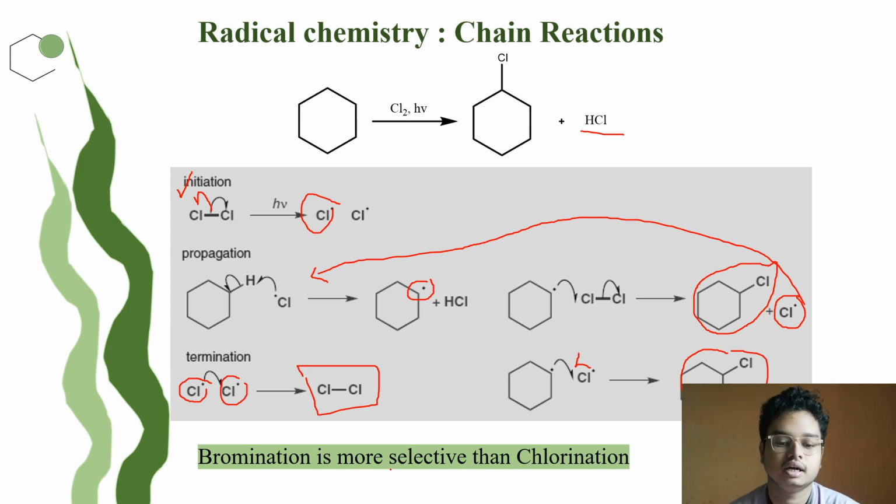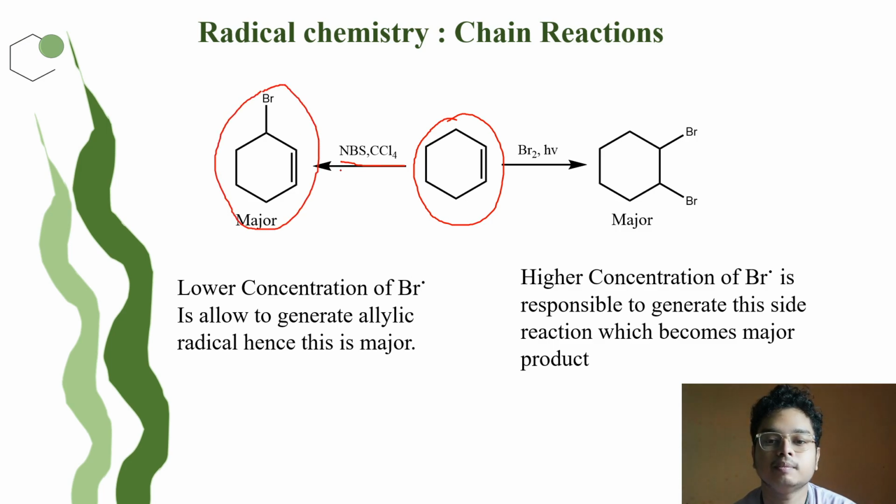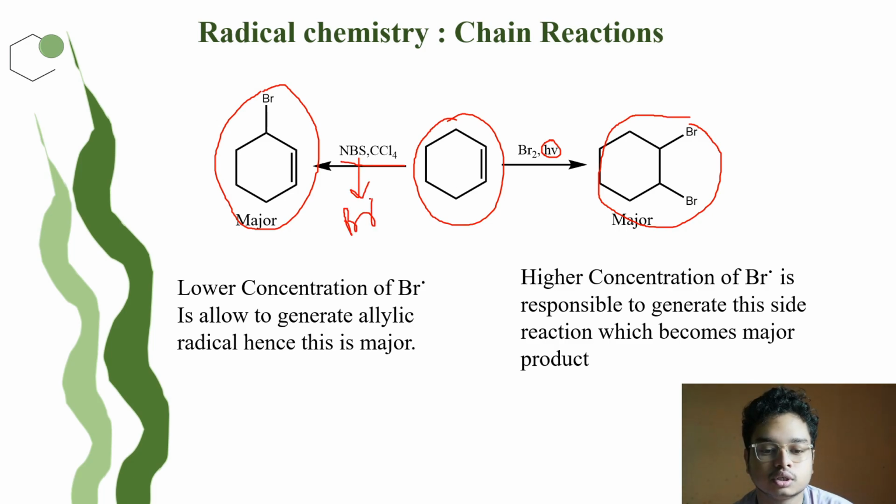And here the important thing is that bromination is more selective than chlorination, and we can prove this statement in our next slide example. Here, in this compound, if NBS and CCl4 are used, then allylic bromination is observed, and this compound becomes the major one. But when direct bromination is used under photochemical conditions, then 1,2-dibromocyclohexane becomes the major product. So why is this happening? Basically, NBS is a low concentration source of bromine radical.